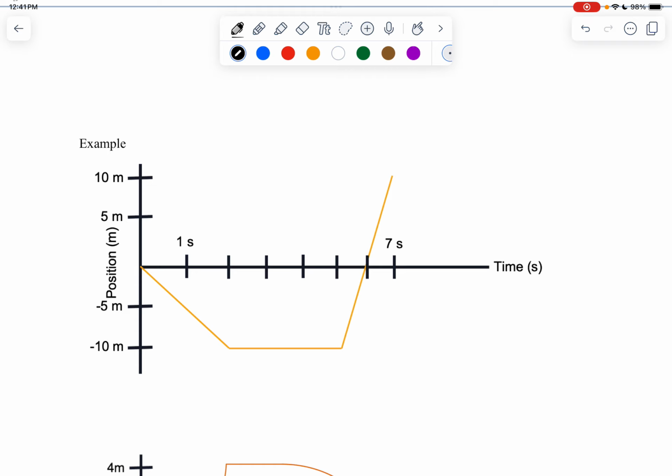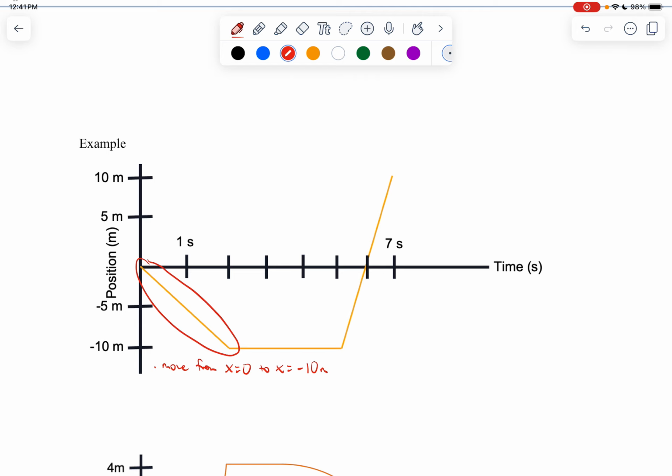So this first one, basically what we can do is we can break it up into different sections. So what we have here is, let's say we're looking from 0 seconds up to 2 seconds. Basically what we have is our object is moving from this coordinate of x is equal to 0 to x is equal to -10. So that's kind of describing what's going along with our y-axis.